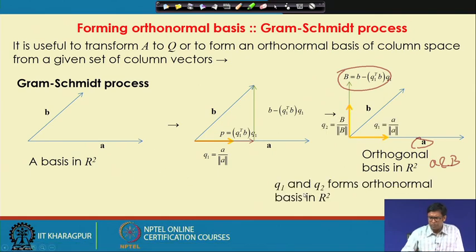We have q1 and q2, which form an orthonormal basis in R2. This is the idea of the Gram-Schmidt process. You take two vectors, project one vector onto the other, and subtract that part from the main vector. The remaining vector will be perpendicular to the projection, and you use these two to form an orthogonal basis. This is very straightforward for two vectors: considering a vector, finding its component along one particular vector and perpendicular to that vector.